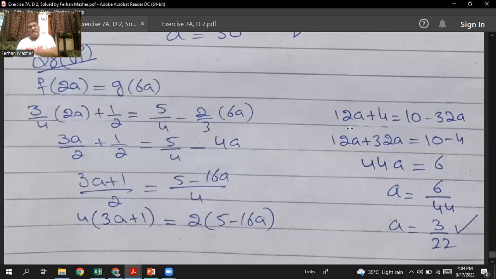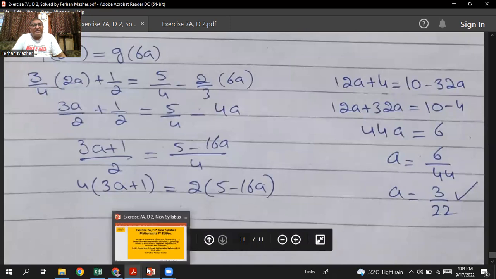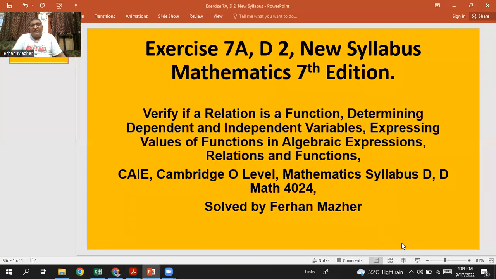That 44 will go on the other side, it will divide there. So cancel them with the 2, and you will have a equals 3 by 22. So this is how you will do question number 8, part 6. So my dear students, this exercise is complete.